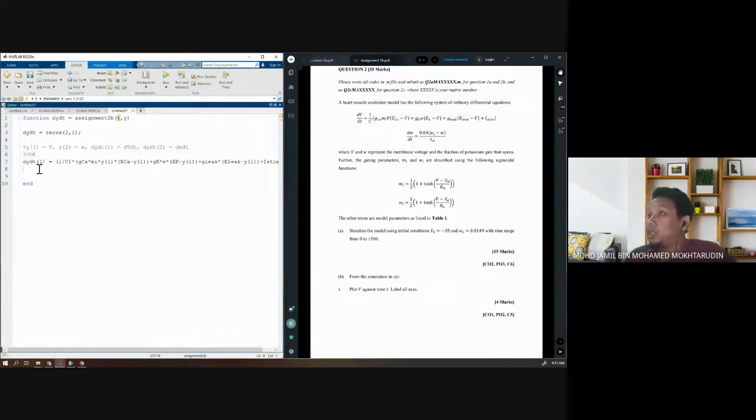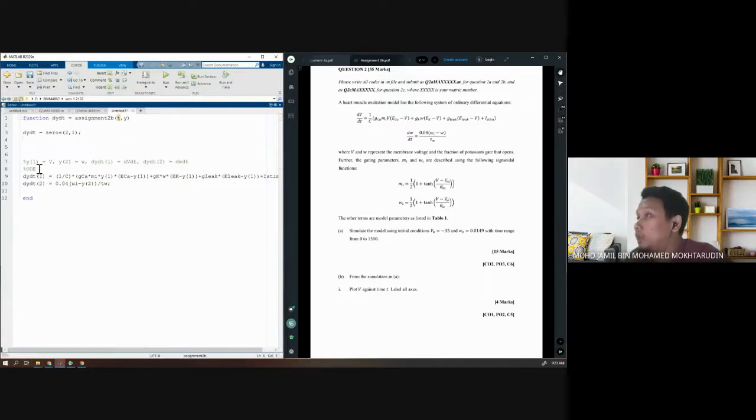Okay, and then the second one, 0.04 times (W infinity minus W), where W is y2, divided by tau W.